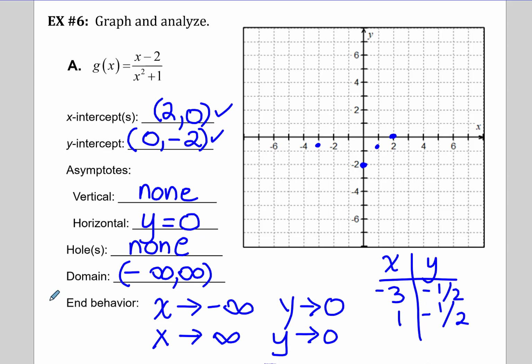We already know the x-intercept is 2, 0. And we know that the graph has to hover close to 0 at both ends. So starting over here, I've just got to stay close to 0, come around to here, dip down, go back up, and cross over and stay close to 0. How about that? So that's a strange looking rational graph because we had an addition in the denominator.